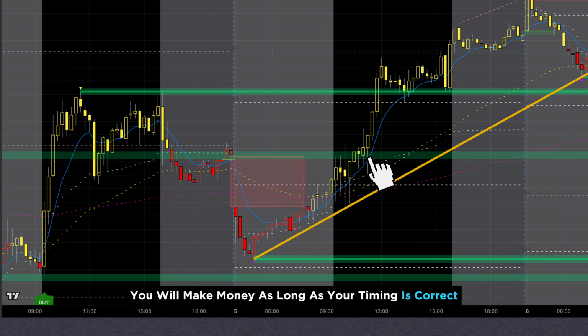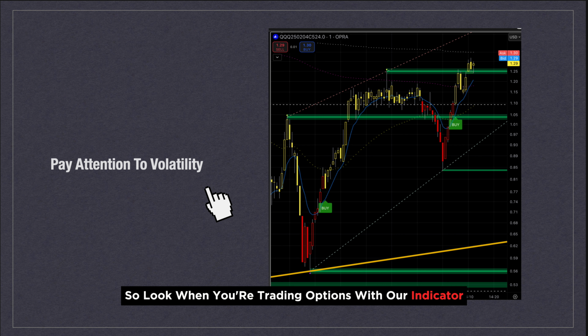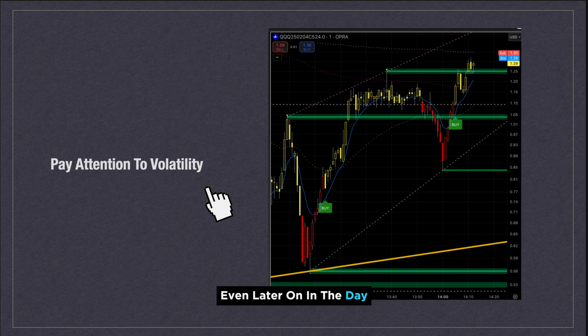So look, when you're trading options with our indicator, I want you to understand one thing, right? You should always pay attention to volatility, right? Look, if the stock is not moving up and down and it's just been chopping sideways for the whole day, more than likely it will continue doing that and you will not see a good result or a play even later on in the day.